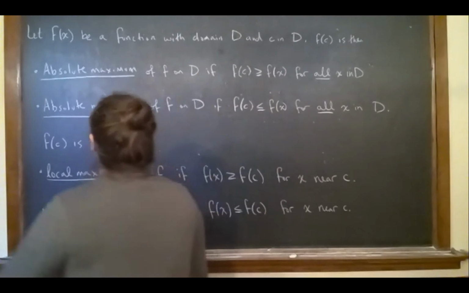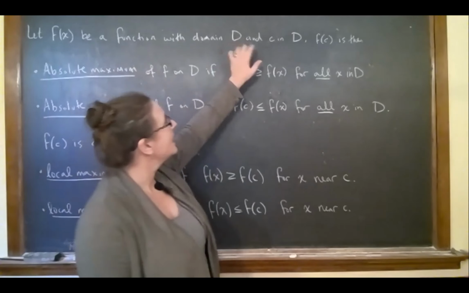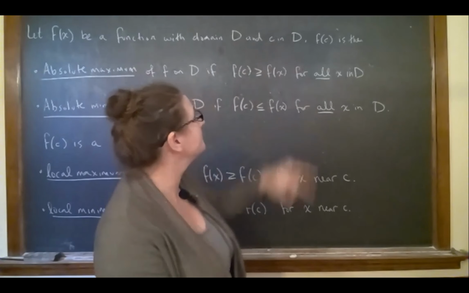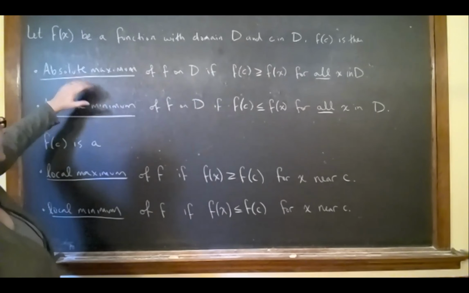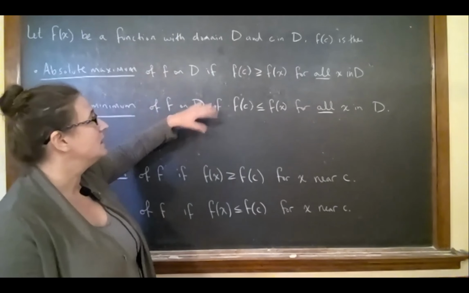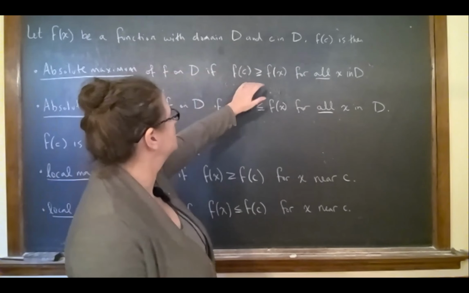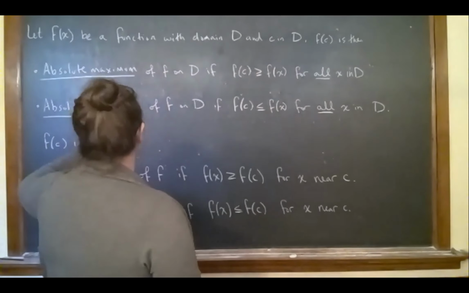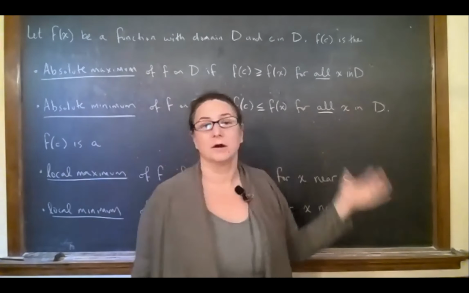So let us define, we're going to take a function, f of x, and it's on some domain D. And we're considering the point C as one of the points in D, right? So then what we want to define is the absolute maximum and the absolute minimum of that function on D. So obviously the absolute maximum is going to be the biggest value f takes on the domain, and the absolute minimum is the smallest value that the function takes on the domain.